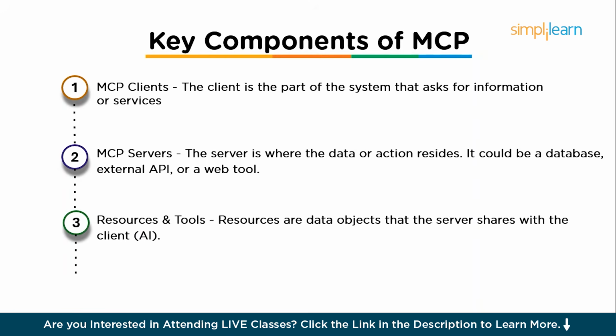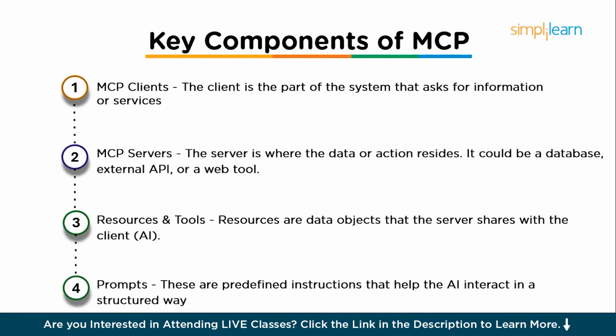Then we've got resources and tools. Resources are data objects like documents or files that the server shares with the client, which is the AI. Now, tools are the functions that the client can use to perform specific tasks like sending an email, making a payment, or querying a database.